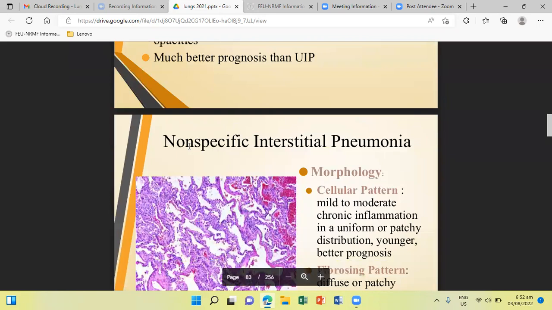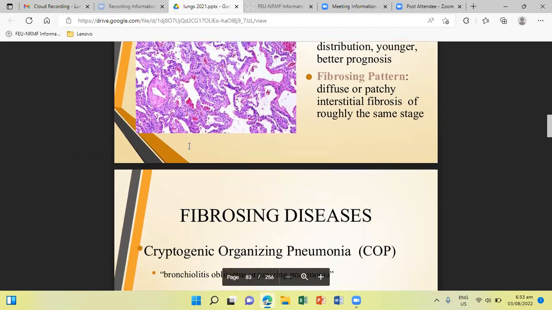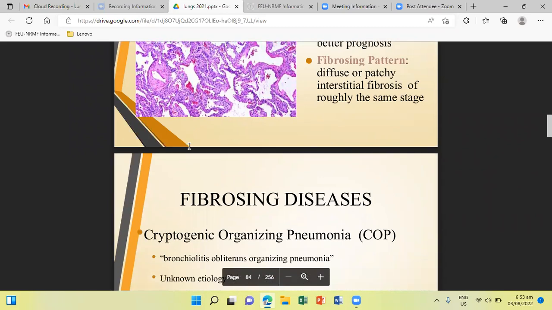When you look at it histologically, it is actually divided into two patterns. You have the cellular and the fibrosing pattern. The cellular pattern consists of mild to moderate chronic inflammation containing lymphocytes and few plasma cells in a uniform or patchy distribution. On the other hand, the fibrosing pattern consists of diffuse or patchy interstitial fibrotic lesions of roughly the same stage of development. Fibroblastic foci, honeycombing, hyaline membranes, and granulomas are often absent. So the patient will usually again present with dyspnea and cough of several months duration.